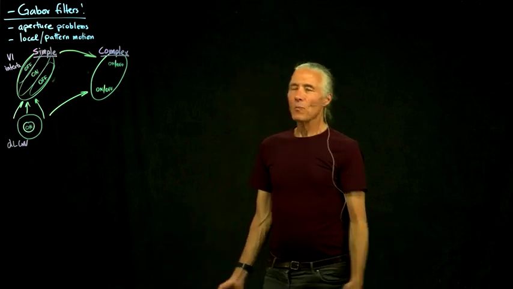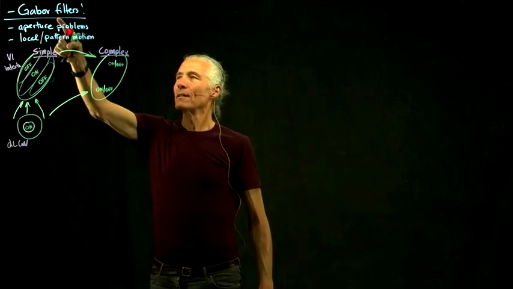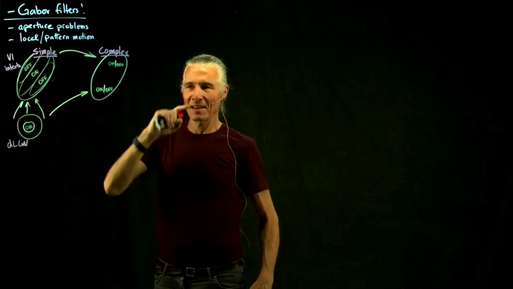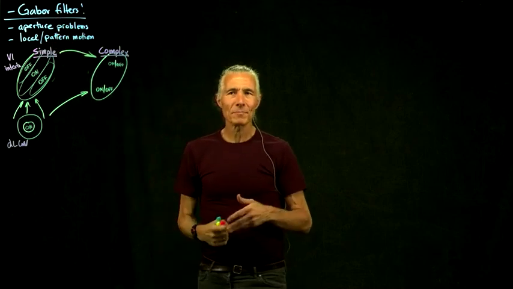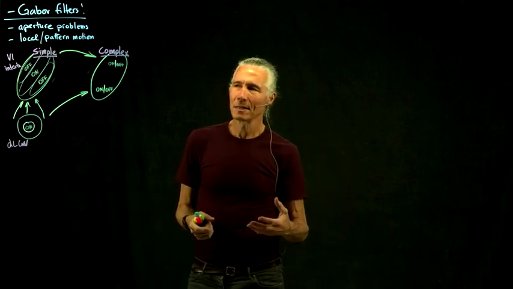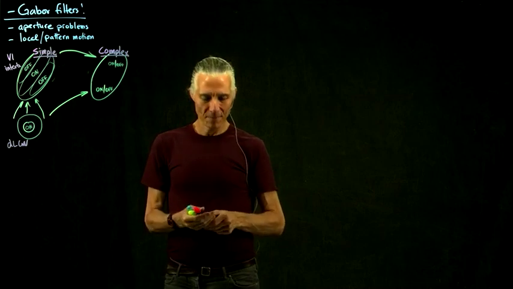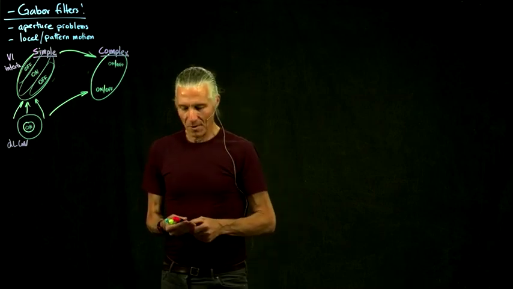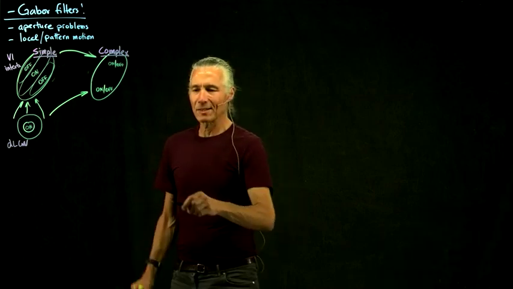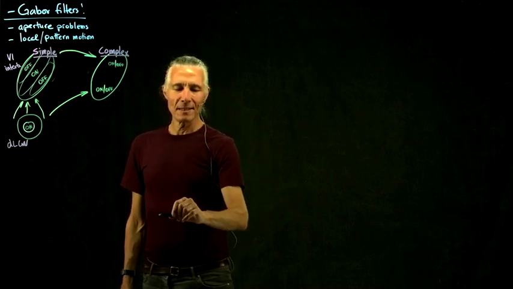One model of what simple cells are doing is called a Gabor filter. And a Gabor filter is basically something that can be applied to an image to detect local orientation. And what is it? It's basically taking a sinusoid.